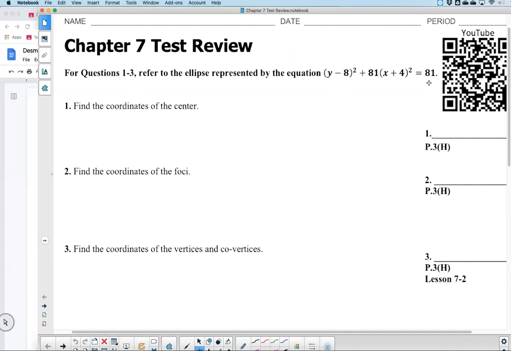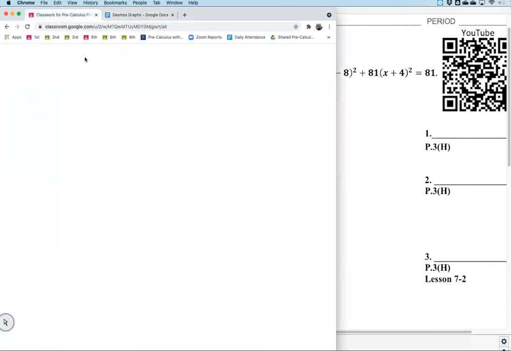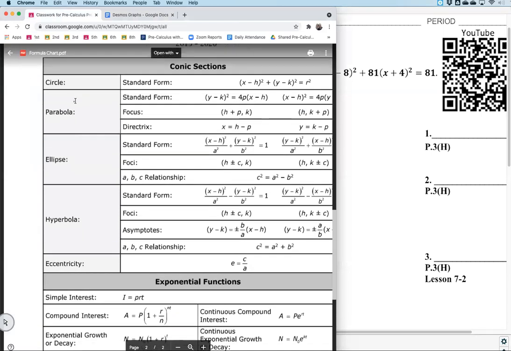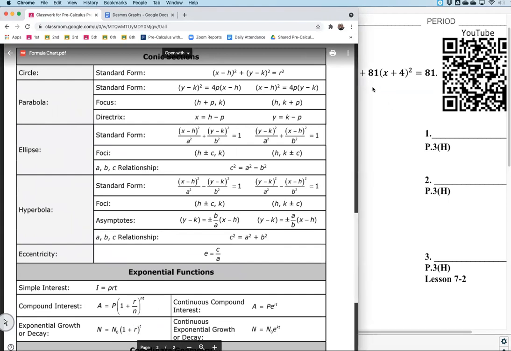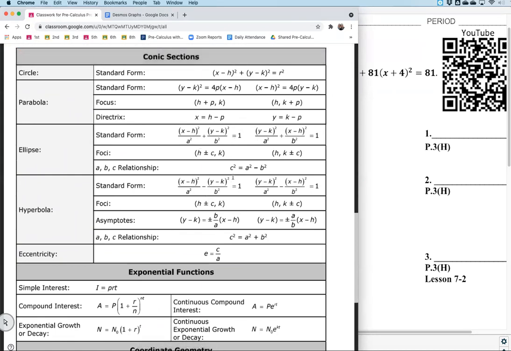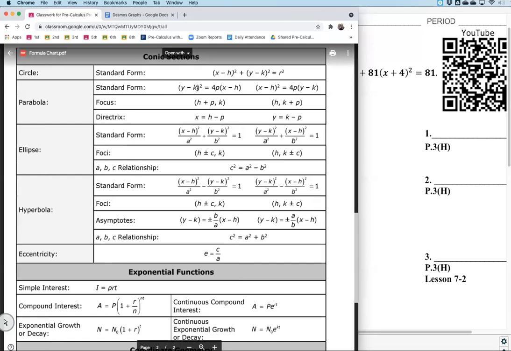Our calculators can handle this equation just fine in this form. However, this is not the form I would recommend leaving it in. When we look at the formula chart, anytime you have 2 quantities squared, you're either dealing with a circle, an ellipse, or a hyperbola. If you have 2 squares, it's not a parabola. A parabola only has 1 term squared.